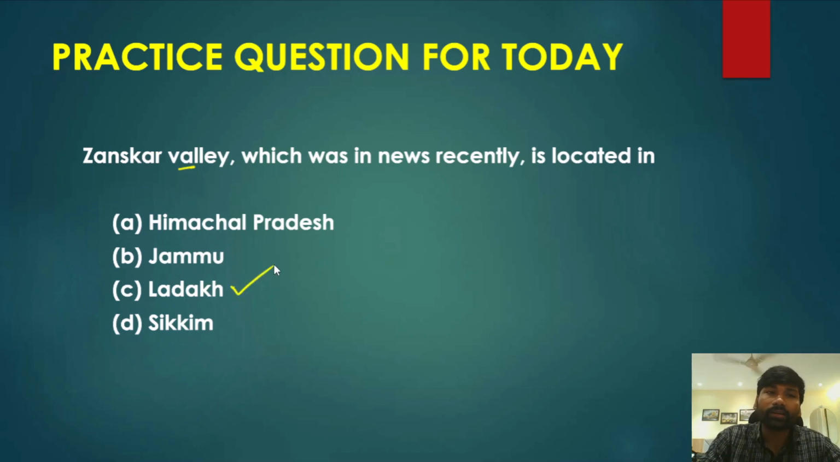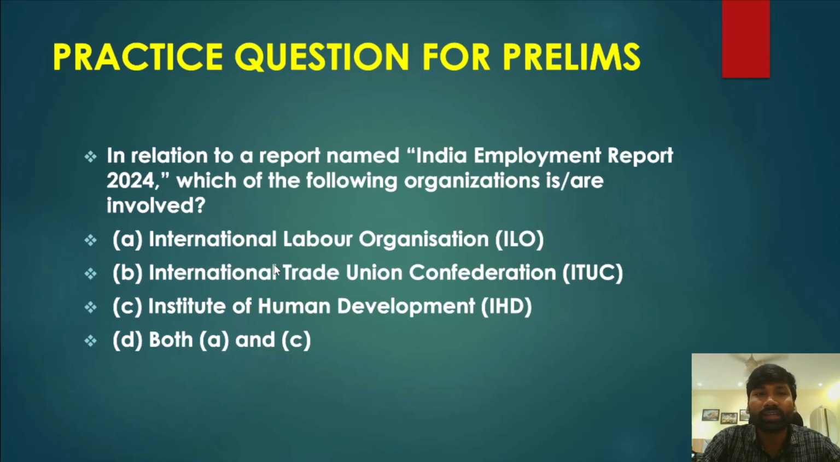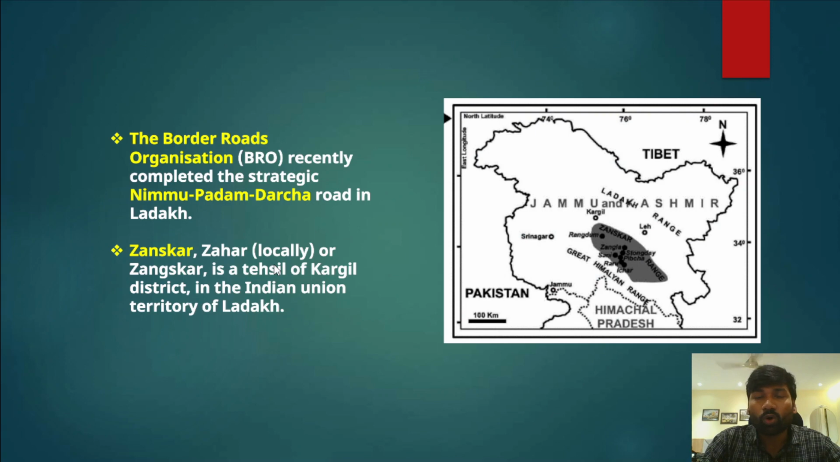Now, why Janskar Valley is in news in recent times, that is what we will understand. On the map, you can see where this Janskar Valley is actually located. The Janskar Valley is located in Ladakh, and Ladakh is a union territory, we all know about that. So this is the exact location where the Janskar Valley is located.